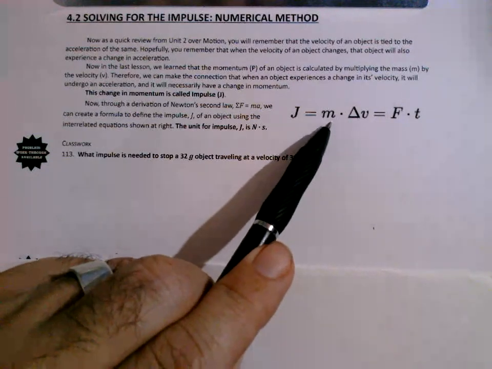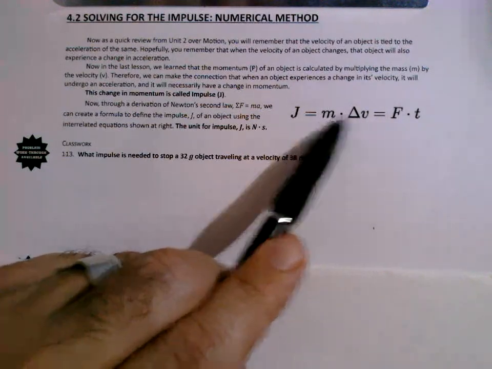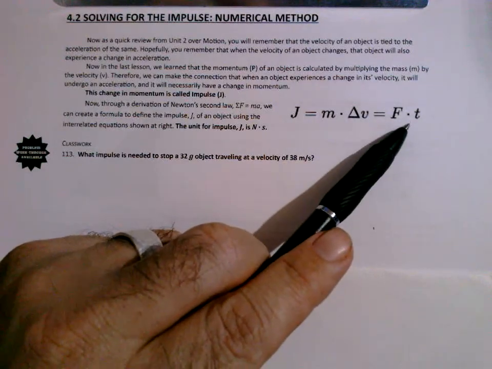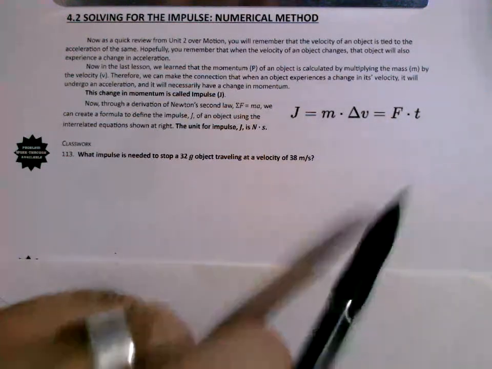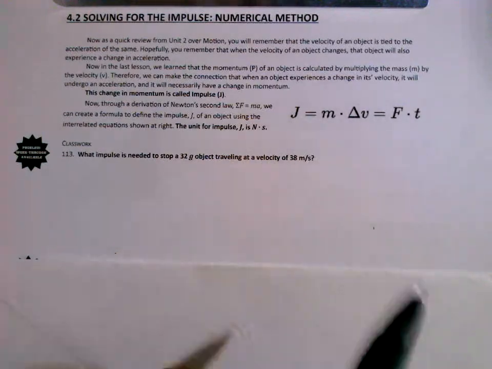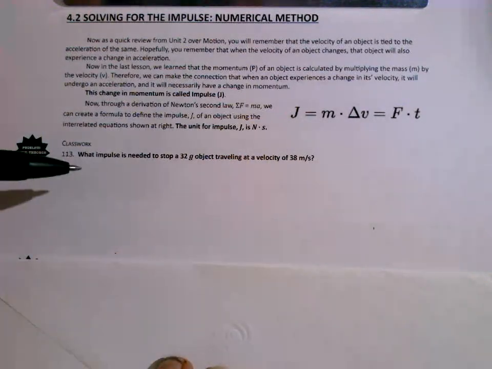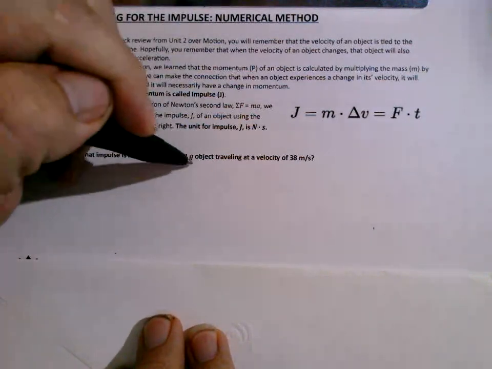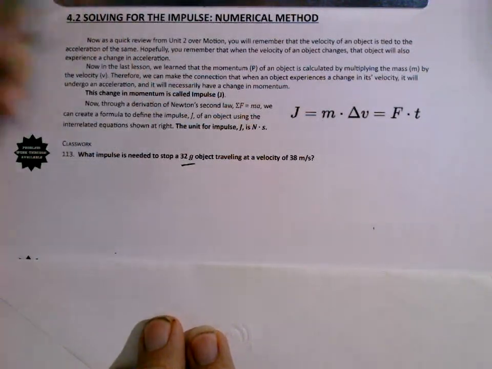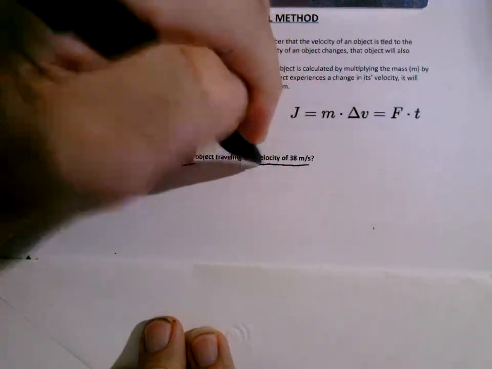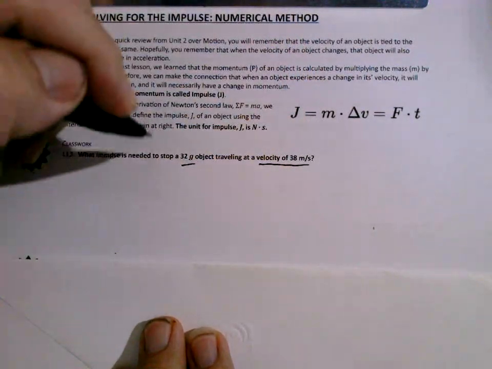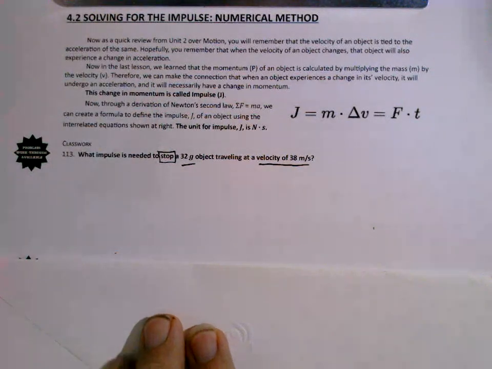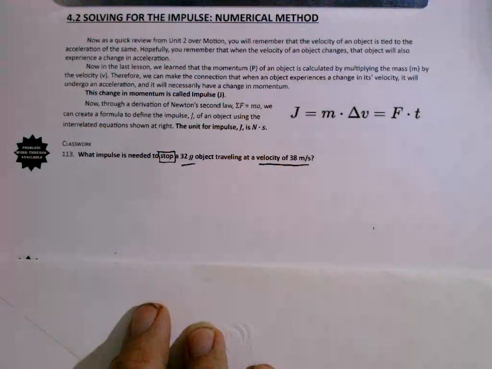But we could also do this relationship, mass and change in velocity equals force times time. So there's a lot of different relationships that we can do depending on what we have in the problem. As always, start with the laundry list. We have a 32-gram object that is traveling at a velocity of 38 meters per second. And this key is also important. What impulse is needed to stop the object?